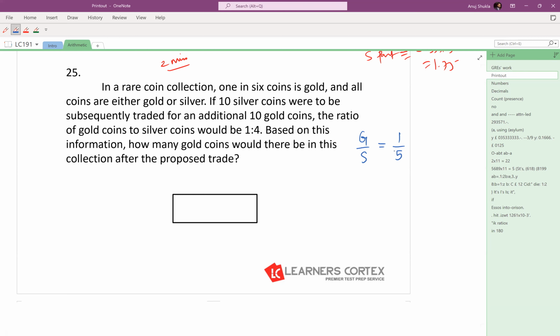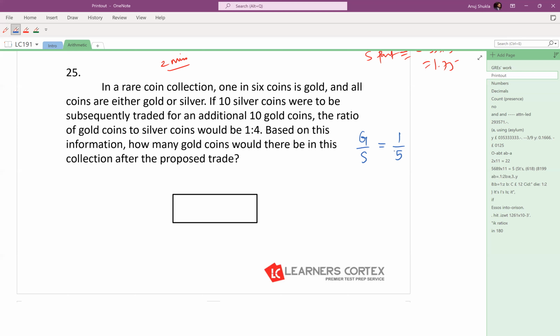Okay, if 10 gold coins were to be subsequently traded for an additional 10 gold coins, means you leave 10 silver coins and you get 10 gold coins. Very bad deal actually. You will not give silver coins for gold coins, right? So the ratio of gold coin to silver coin becomes 1:4. Based on the information, how many gold coins would be there in this collection after the proposed trade?